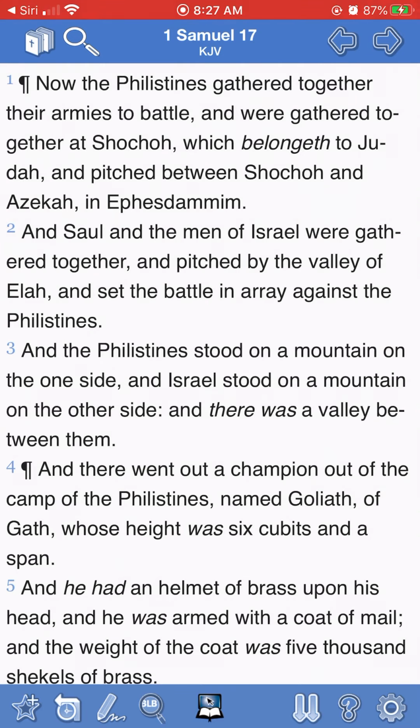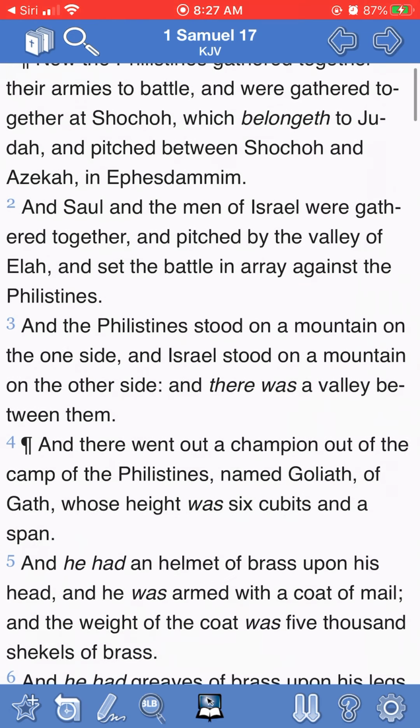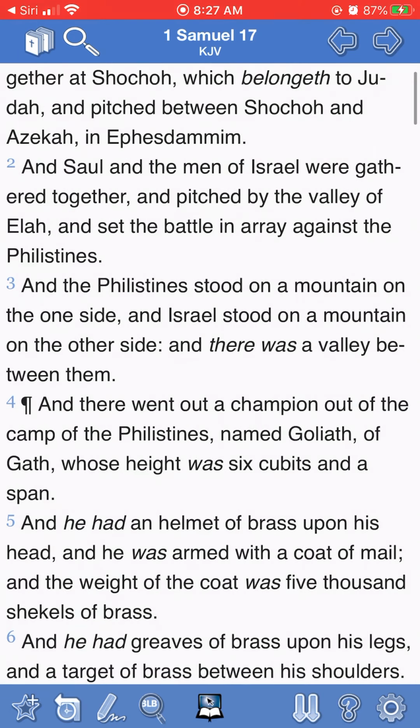Today, I'll be doing a lesson on giants and how tall they were. My first verse I'd like to hit is the book of 1 Samuel, chapter 17, verses 1 through 4. Now the Philistines gathered together their armies to battle and were gathered together at Shoko, which belongs to Judah, and pitched between Shoko and Azekah in Ephesdammim.